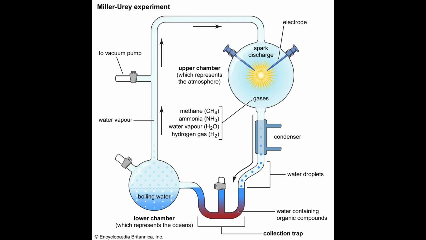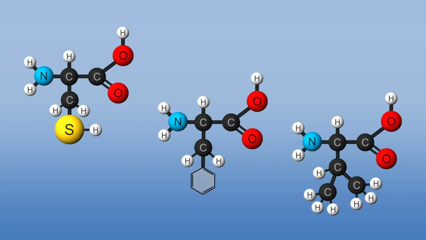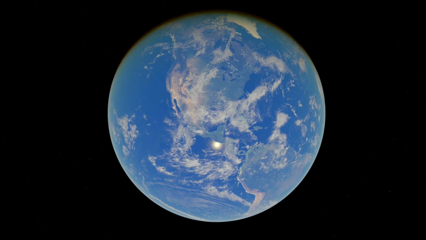In the experiment, they enclosed a mixture of water, methane, ammonia, and hydrogen in a sterile glass apparatus to simulate Earth's early atmosphere and oceans. They subjected the gases to continuous electrical sparks to simulate lightning. Within a week, the water turned into a reddish color and had formed amino acids, which are the fundamental building blocks of proteins. This means that the conditions on the early Earth were able to form the building blocks for life as we know it today.